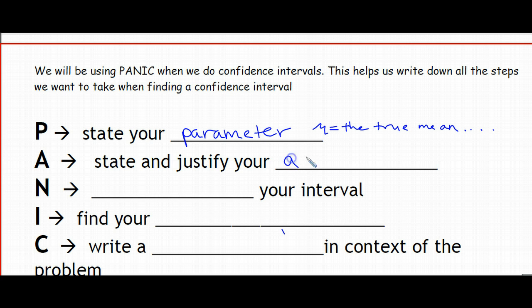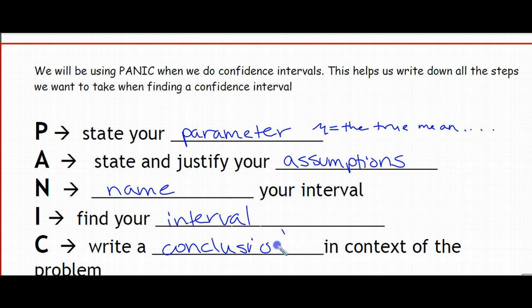State and justify your assumptions. Name your interval. I is find your interval. And then write a conclusion in context of the problem. So just like before when we did it with proportions, I'm going to be able to look at your conclusion and know exactly what the question was talking about.